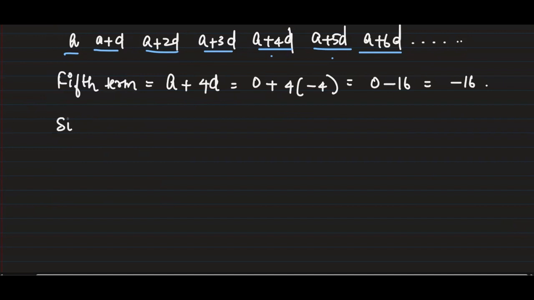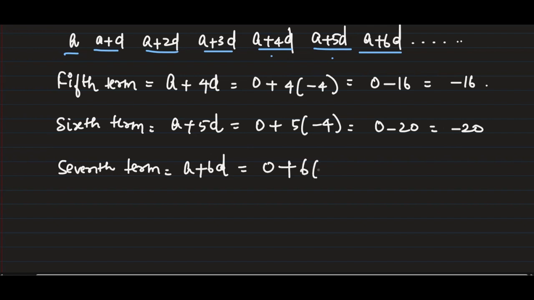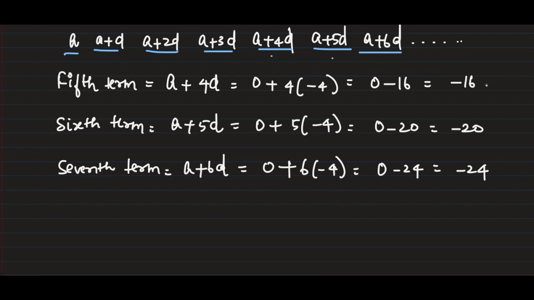What is the sixth term? So the sixth term will be A plus 5D. So A plus 5D is equal to 0 plus 5 into -4, which is equal to 0 minus 20. The answer is -20. And the seventh term is equal to A plus 6D, which is equal to 0 plus 6 into -4, which is equal to 0 minus 24. The answer is -24. Okay, so the next 3 terms of this AP will be -16, -20, and -24.